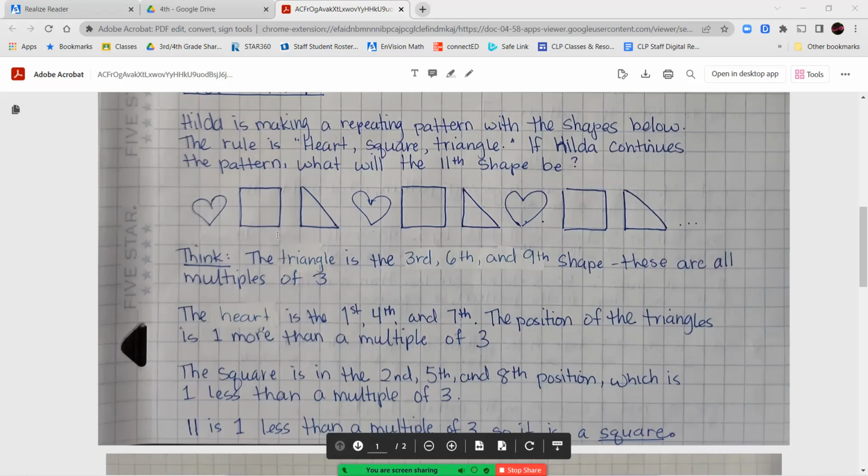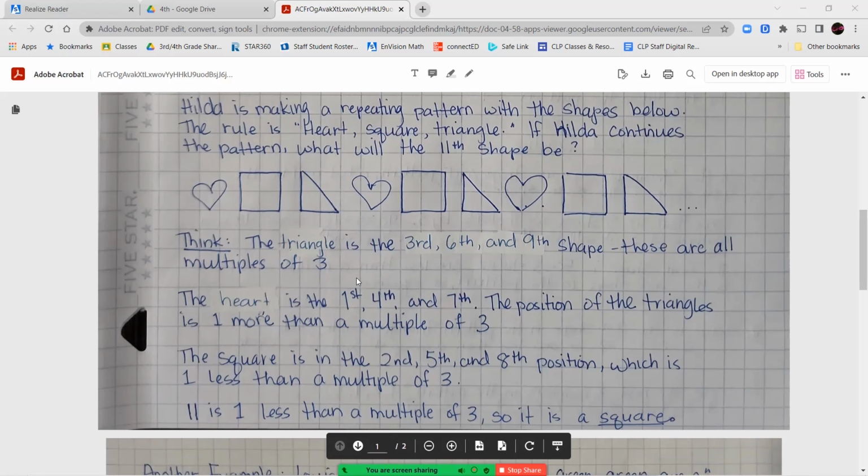The triangle over here is in the 3rd, 6th, and 9th position, just like in the example we saw. The heart is in the 1st, 4th, and 7th position. So that's going to be 1 past the triangle in each one. Right after the triangle comes a heart. Since we know that the triangles are in multiples of 3, the 3rd spot, the 6th spot, the 9th spot, those are all multiples of 3. Now we know 4, 7, and so on, those are all 1 more than a multiple of 3.